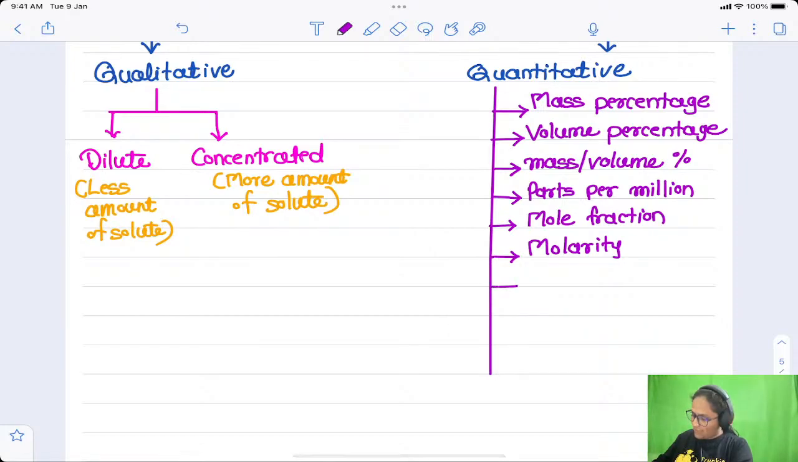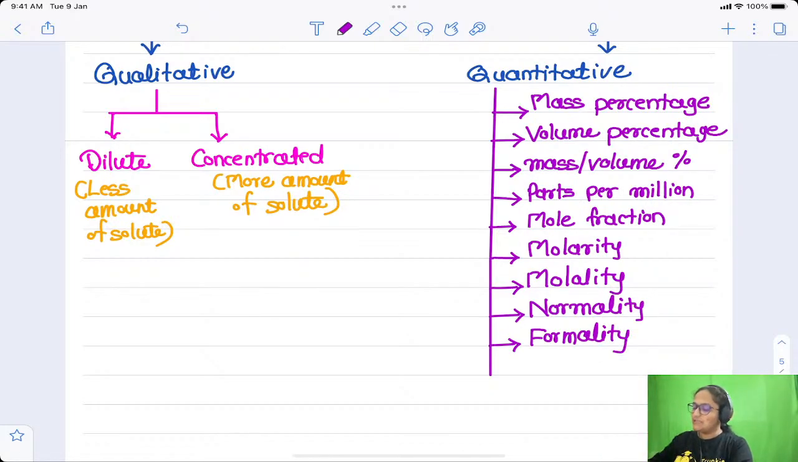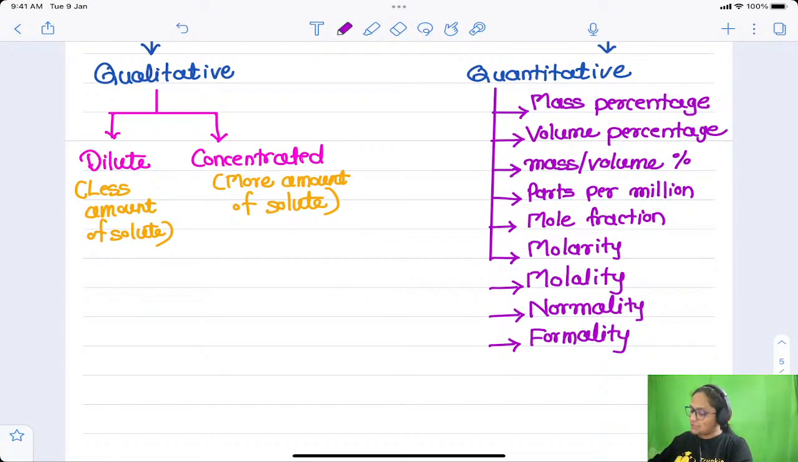Yes, then after molarity, next is molality. There is just a difference of one letter here, R and L, molality. Next is normality, and the last one is formality. So these are the different types of the concentration terms used for expressing the concentration of a solution.